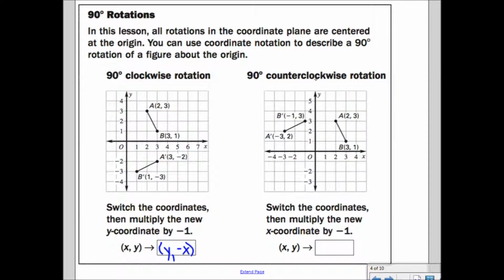If we're going counterclockwise, so around to the left or the opposite way the clock goes, we will switch the coordinates, then multiply the new x coordinate by -1. So we switch the coordinates and we multiply the new x by a -1.